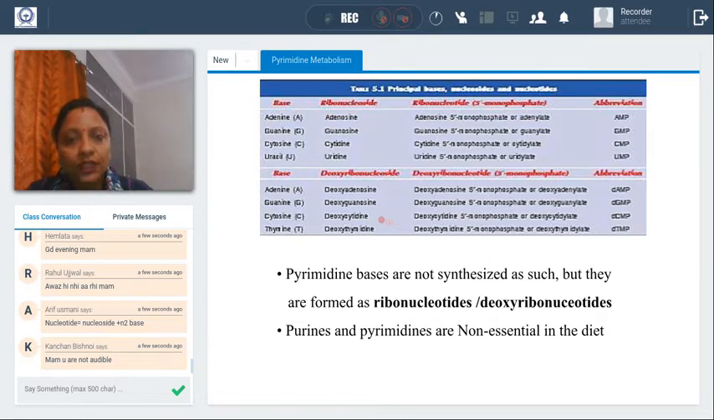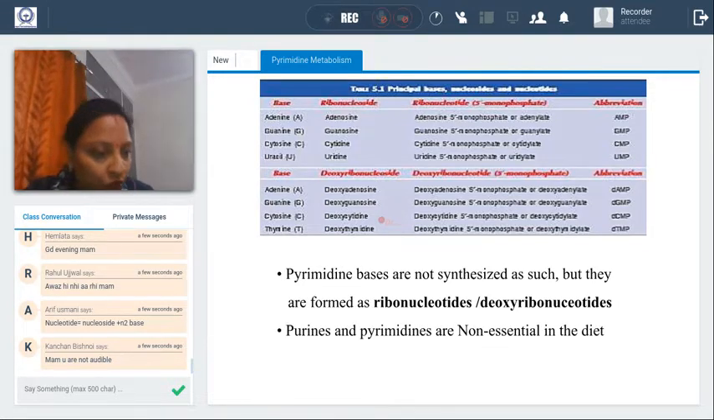So their deoxyribonucleotides are deoxyadenosine 5' monophosphate. Another name of these deoxyribonucleotides are deoxyadenylate. In RNA, we can say adenylate. Likewise, deoxyguanylate, deoxyuridylate, and deoxythymidylate. Please listen to it carefully. This is deoxyuridylate, that is deoxyuridine monophosphate. Likewise, deoxythymidine, that is deoxythymidine 5' monophosphate.